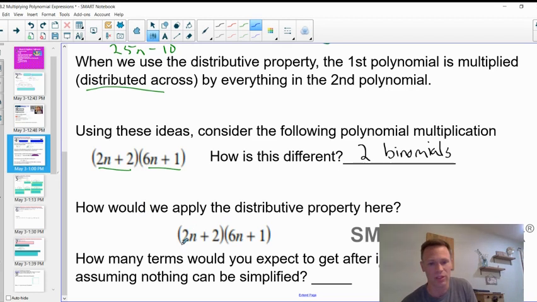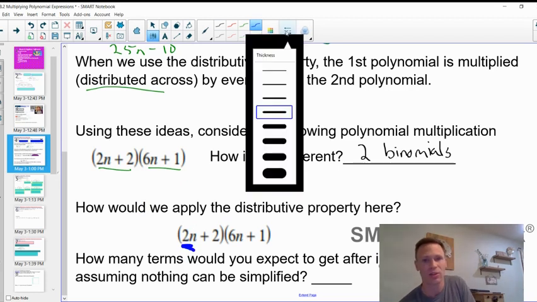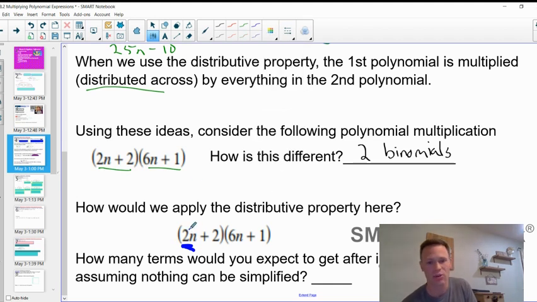All we're going to do is pick on 1 term at a time and go ahead and still do the distribution. I'm still going to have to take this 2n times the 6n, and then the 2n times 1, but that's only multiplying one of these terms across the other 2. I still have to do that same thing to the second term. So that means I'm still going to have to take 2 times 6n and then 2 times 1.